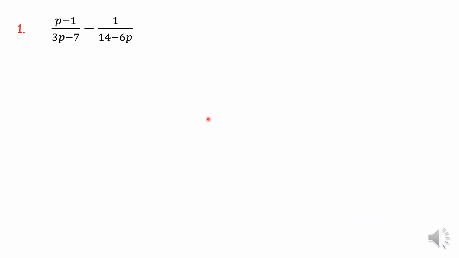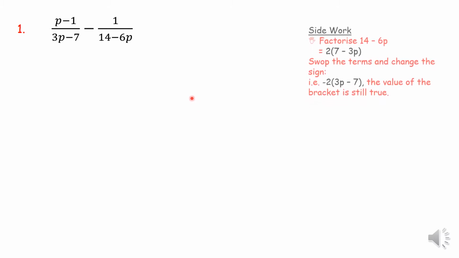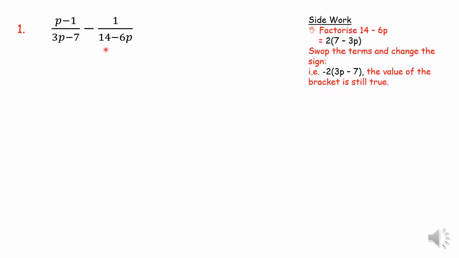So let's start with the first question. The first thing I do is take the quantity 14 minus 6p and factorize, so I can see the 7 minus 3p. Now swap that 7 minus 3p and change the sign in front, so this is exactly the same as that, because I want the 3p minus 7 to be identical to this 3p minus 7.